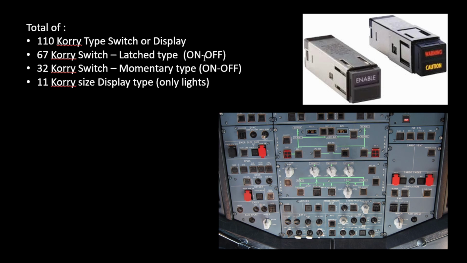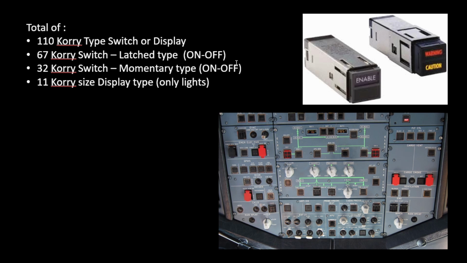There are at least 67 Corey switches of the latch type. Latch means you push and it's locked into on, and if you push again, it goes into the off position and stays there. There are at least 32 Corey switches of the momentary type, meaning that if you push, it springs back to the initial position. For example, external power is going to be momentary, but the fuel pump or the master APU switch, for example, is a latch type. So I have a list of it.